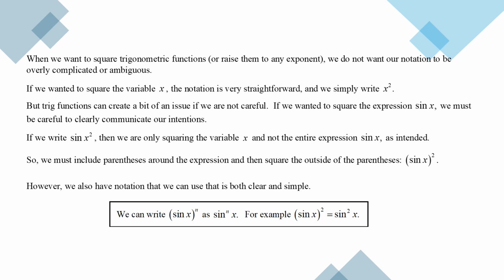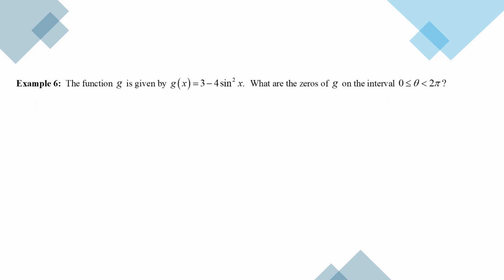So summing it up, when we want to square trigonometric functions or raise them to any exponent, we do not want our notation to be overly complicated or ambiguous. It wants to be pretty direct. We simply write sine squared x. So you don't have to use parentheses. The power will just go on the trig. If we want to square the whole trig expression, the power will just go on the trig. Does that make sense?